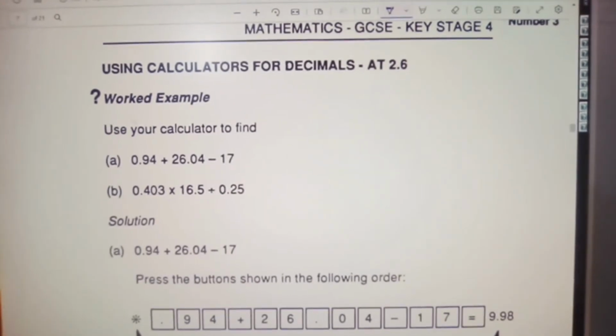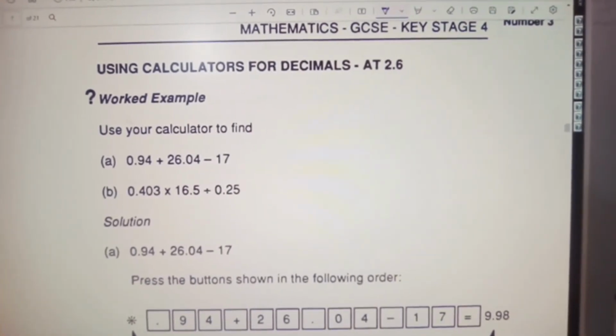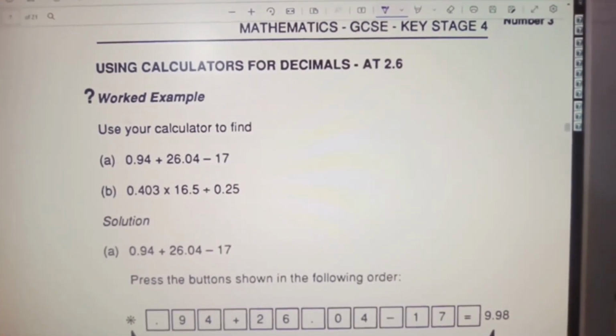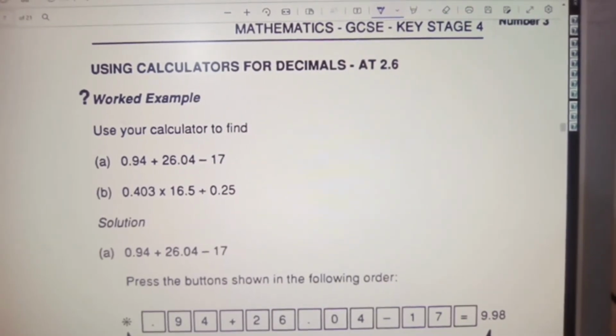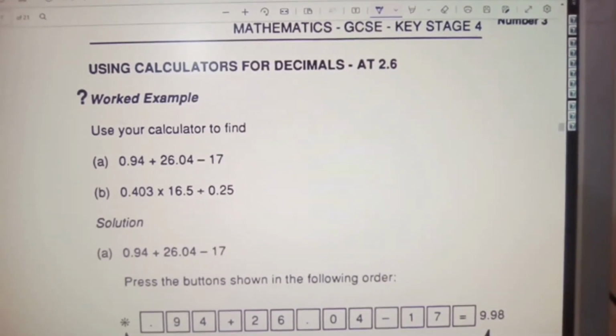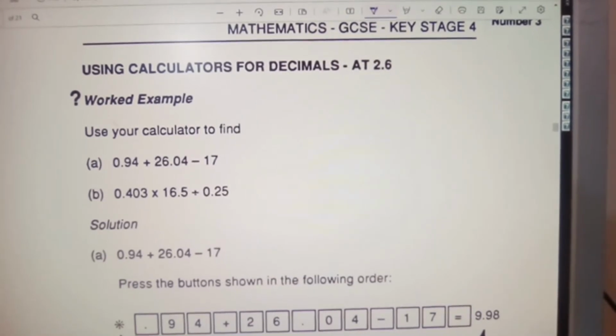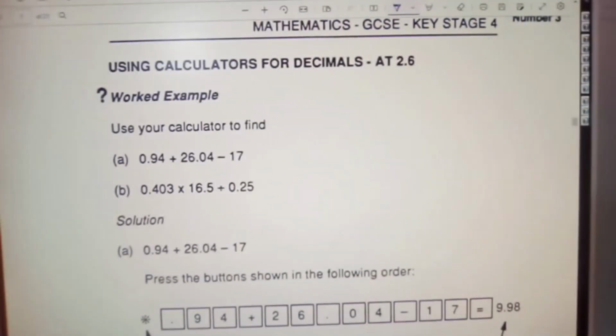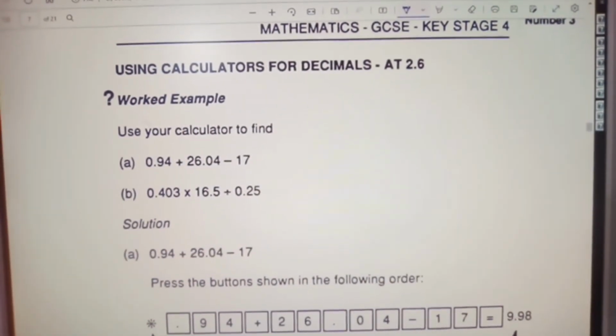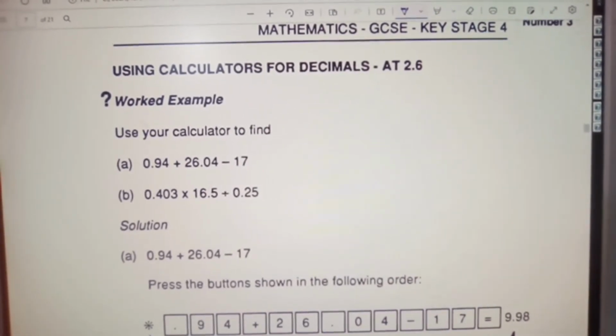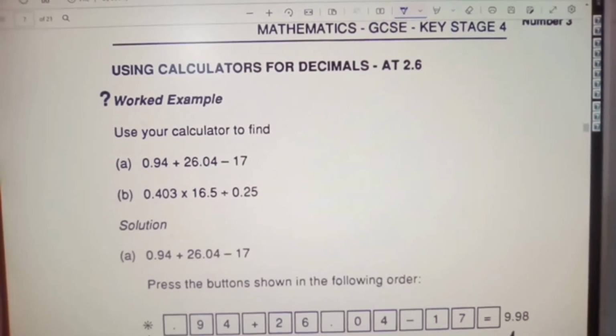Well, using calculators for decimals. For example, use your calculator to find 0.94 plus 26.04 minus 17. Now, we're going to apply a rule here, something called BODMAS. Let me put it here, and we're going to look at BODMAS.